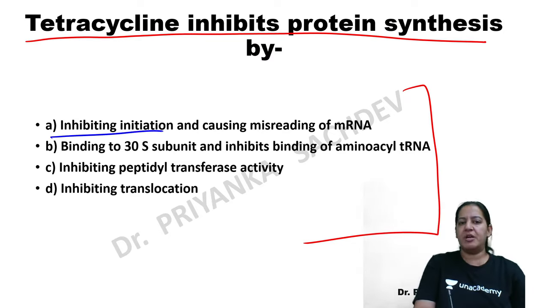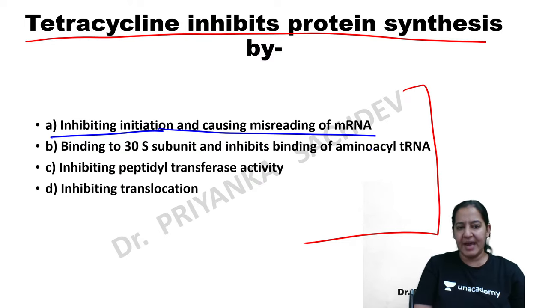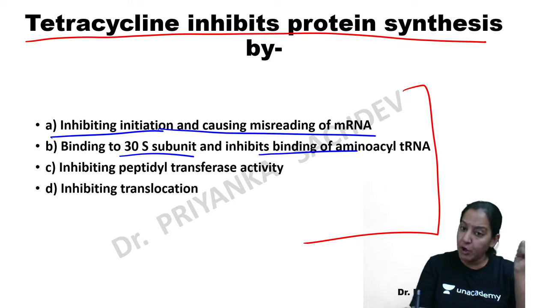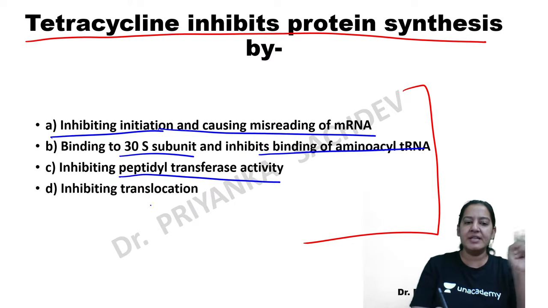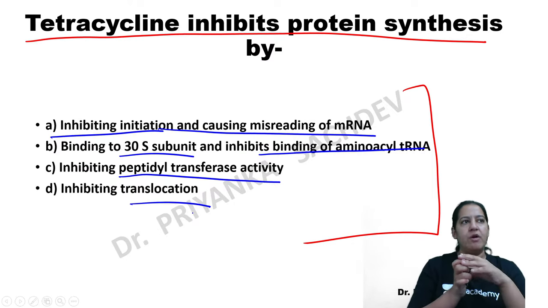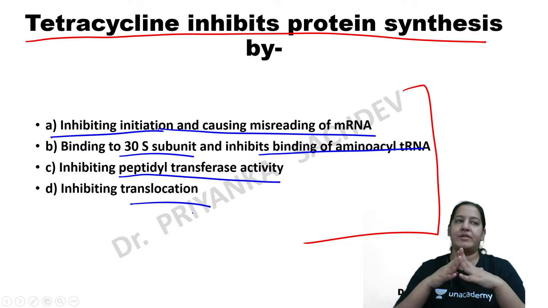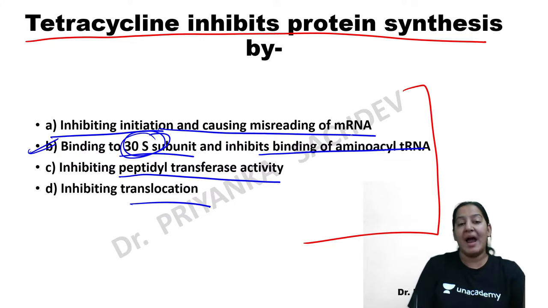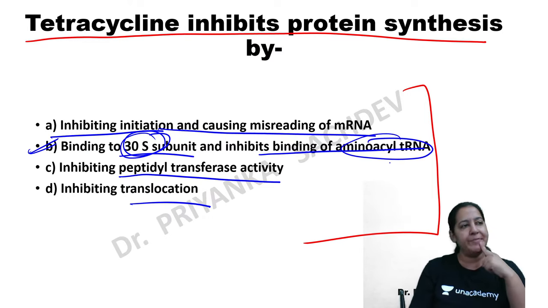Let me read the four options. Does it inhibit initiation and cause misreading of the mRNA? Does it bind with the 30S subunit of the ribosome and inhibit the binding of new aminoacyl tRNA? Does it inhibit peptide transferase activity? Does it inhibit translocation? I want everyone to participate. Nagasri, Praveena, Kishore, Roy, Praveen, absolutely right. The correct answer here is B. It binds with the 30S subunit of the ribosome and inhibits the A window so that new aminoacyl tRNA cannot come and bind there.